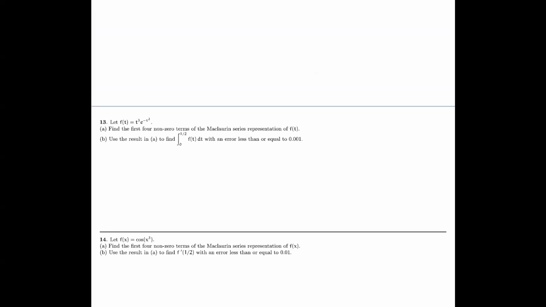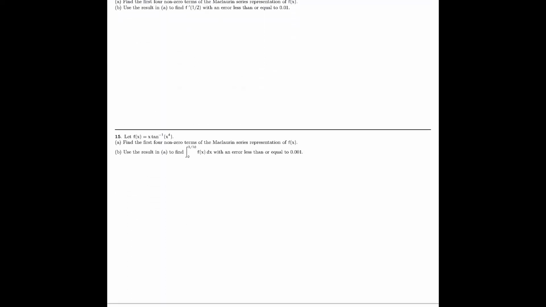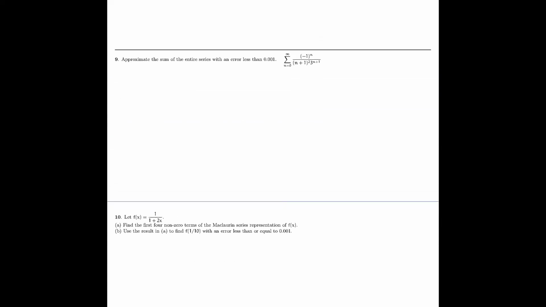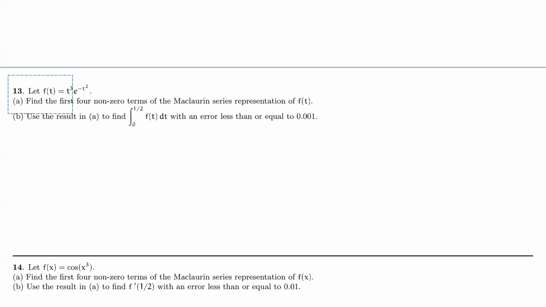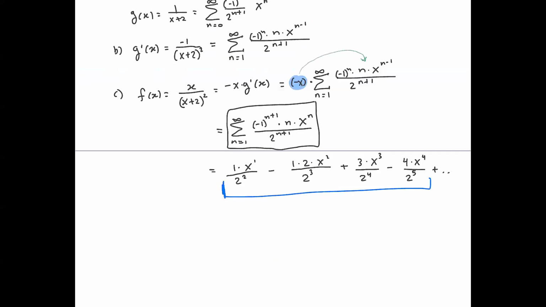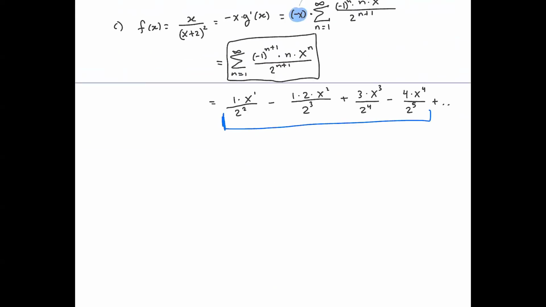Numbers 13, 14, and I think 12, 11, and 10, and also 15 and 16, all of these, from 10 to 16, are perfect examples of what you're going to be required to know how to do on the final exam, right? So let's do number 13 then.